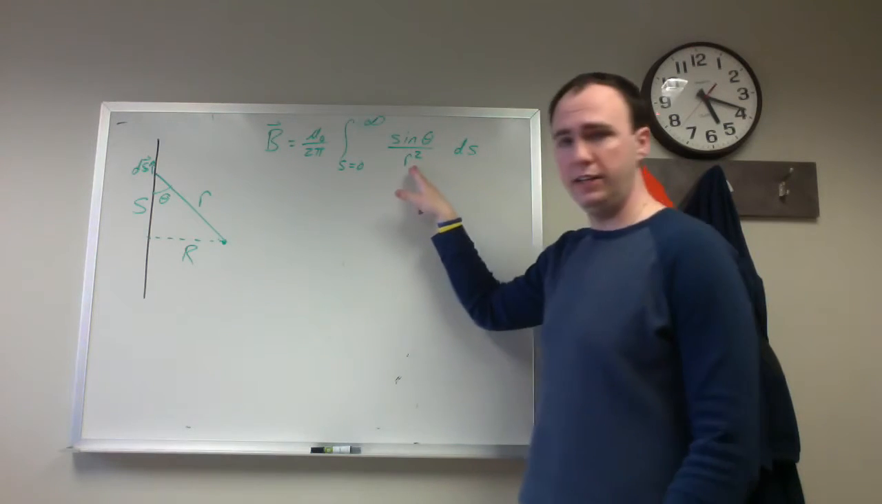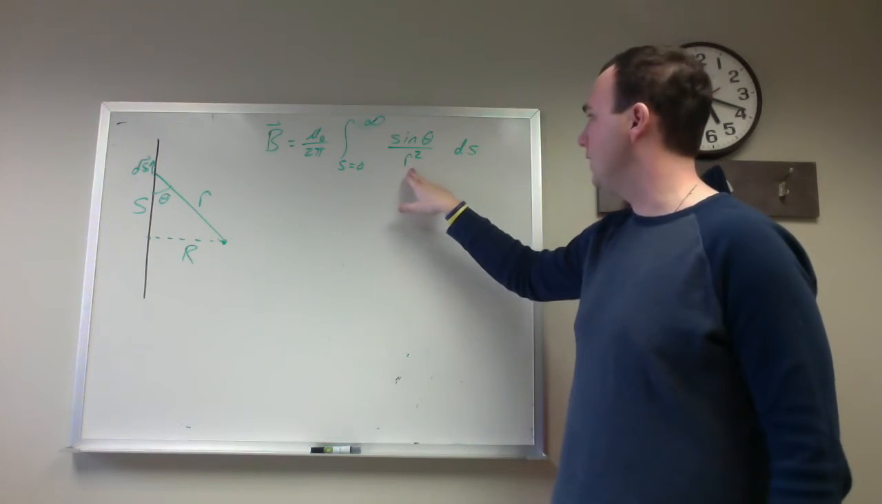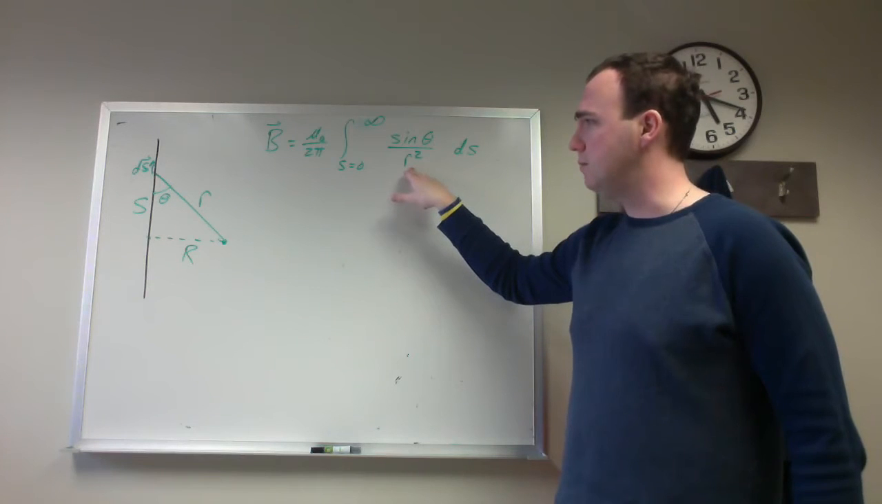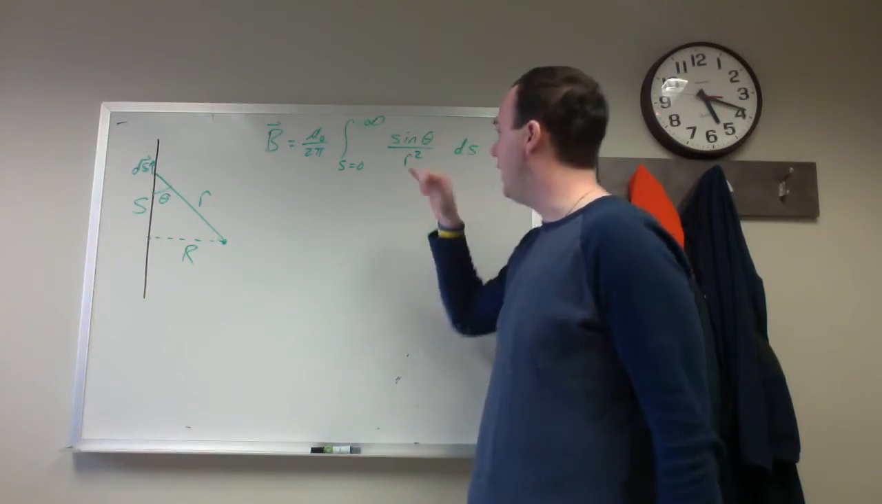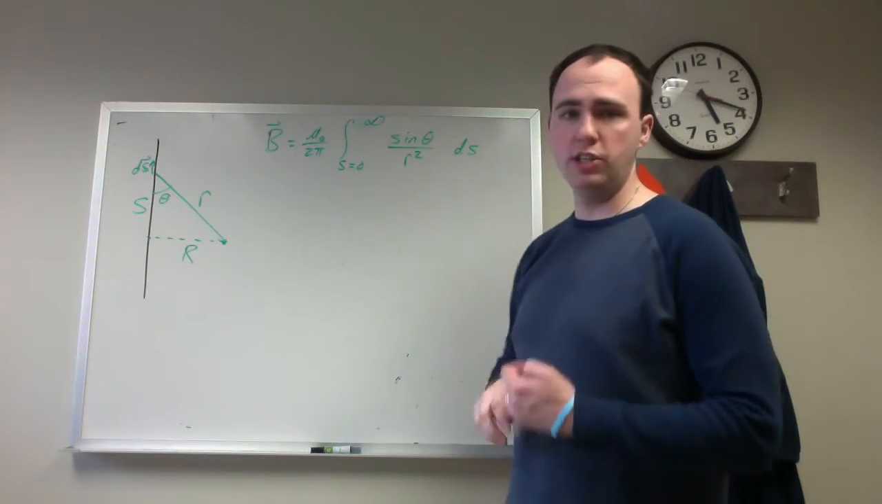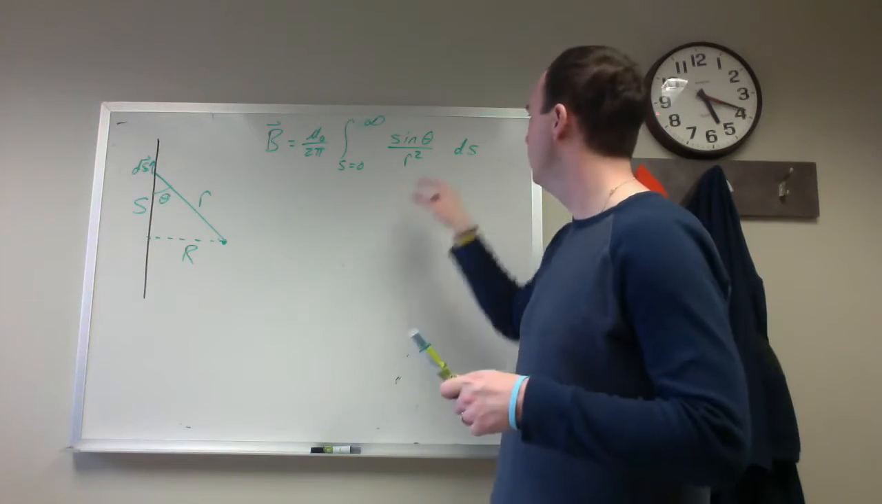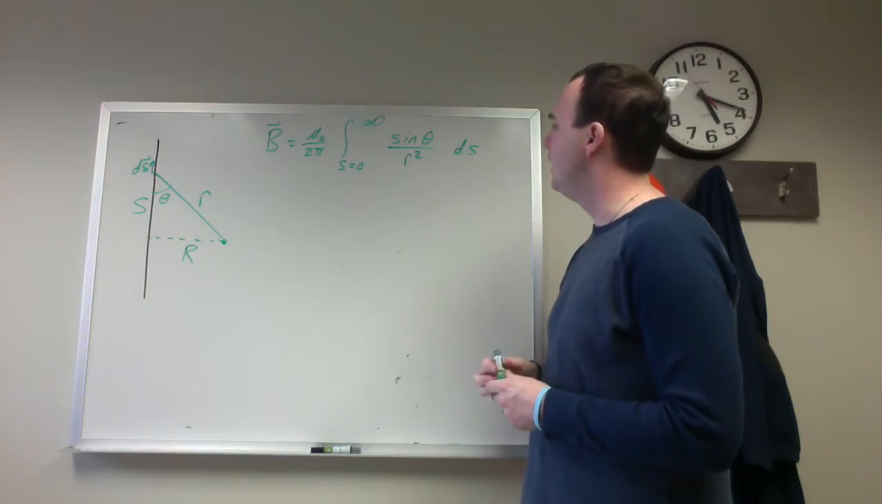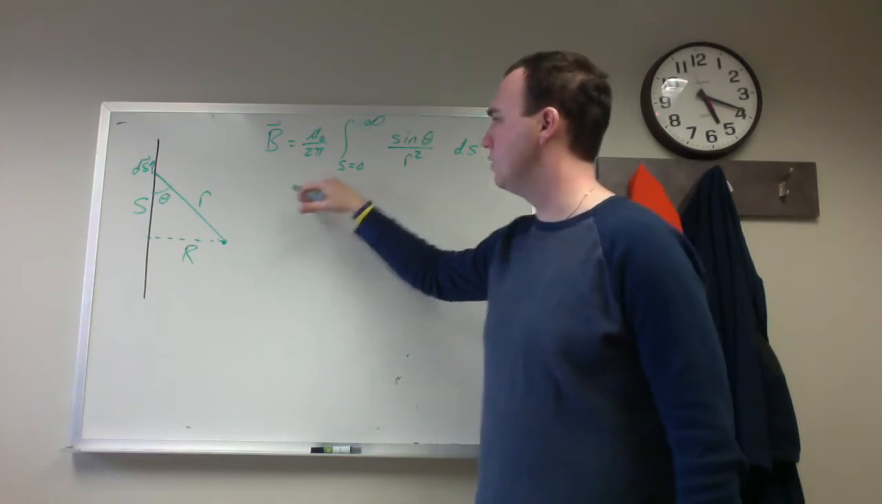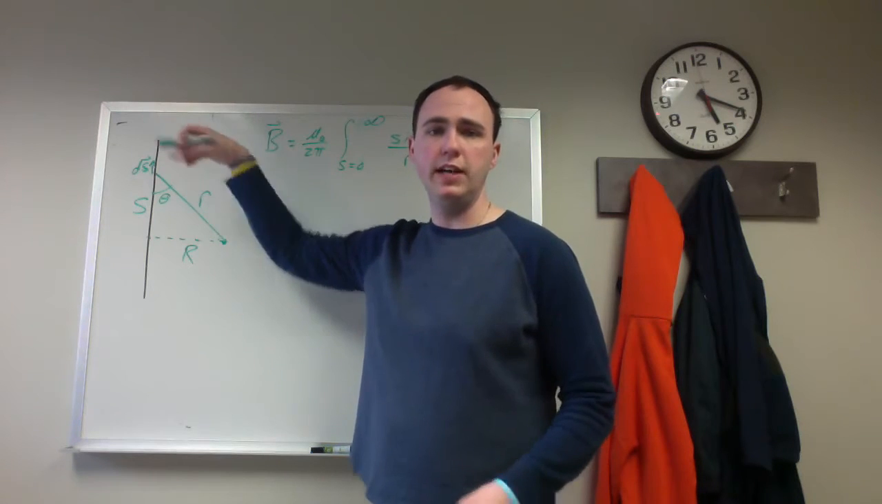So this r is the distance from this element to the point. We have sine theta, which came in from taking the cross product of ds and r hat. And then we know that we can take the integral from s equals 0 to infinity and then double it.